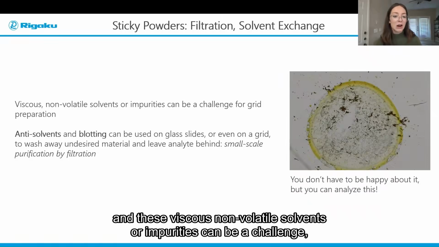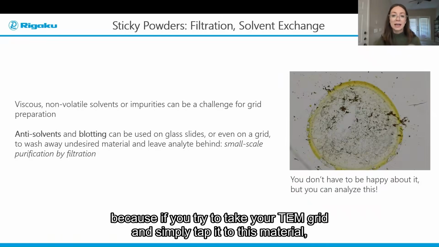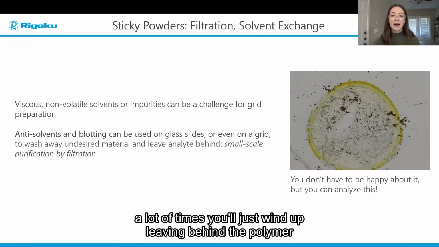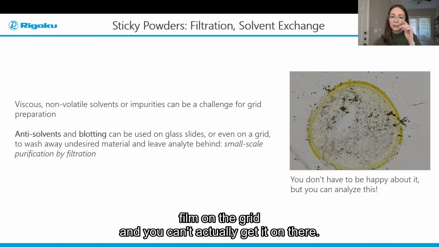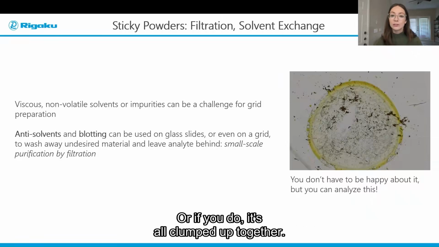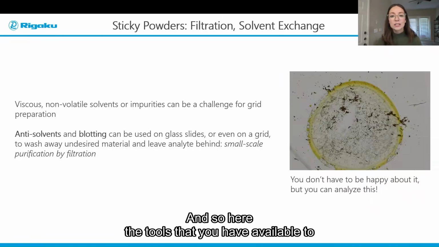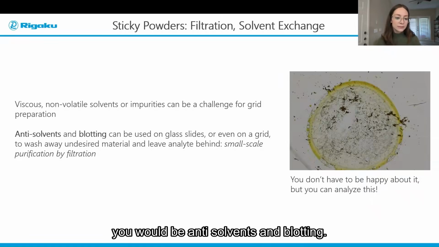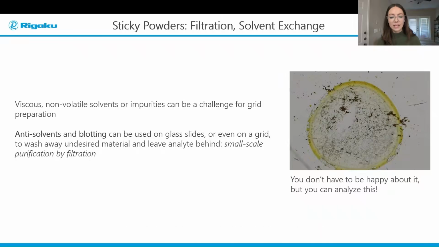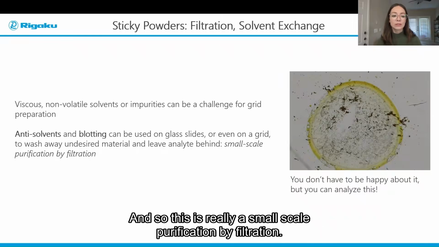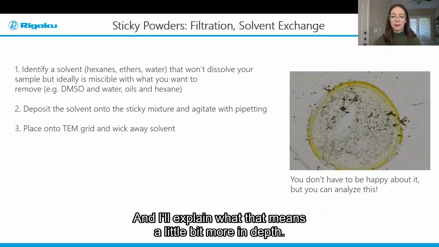And these viscous non-volatile solvents or impurities can be a challenge because if you try to take your TEM grid and simply tap it to this material, a lot of times you'll just wind up leaving behind the polymer film on the grid and you can't actually get it on there, or if you do, it's all clumped up together. And so here, the tools that you have available to you would be anti-solvents and blotting. And so this is really a small-scale purification by filtration, and I'll explain what that means a little bit more in depth.